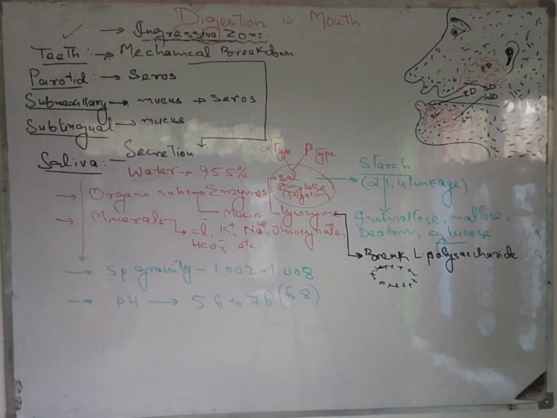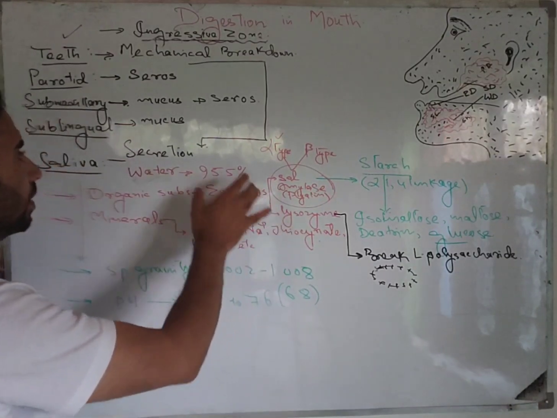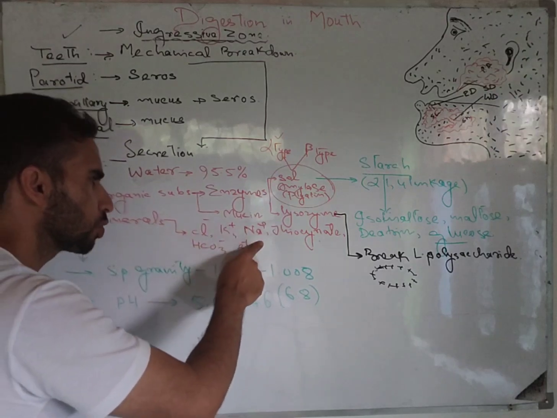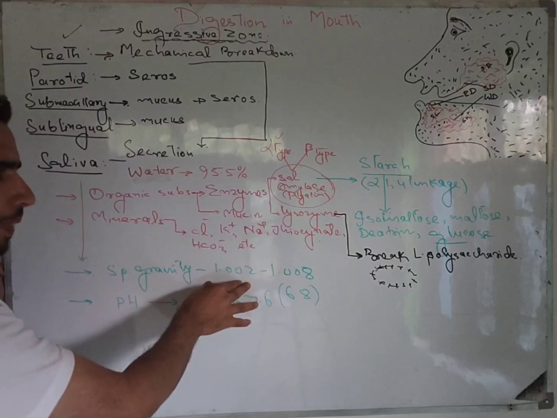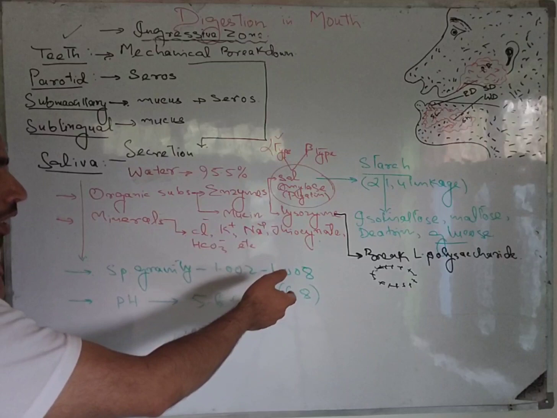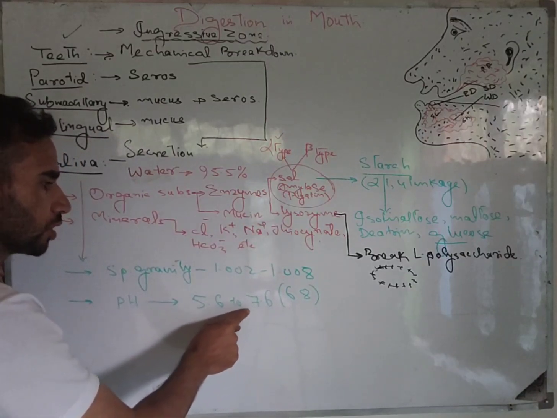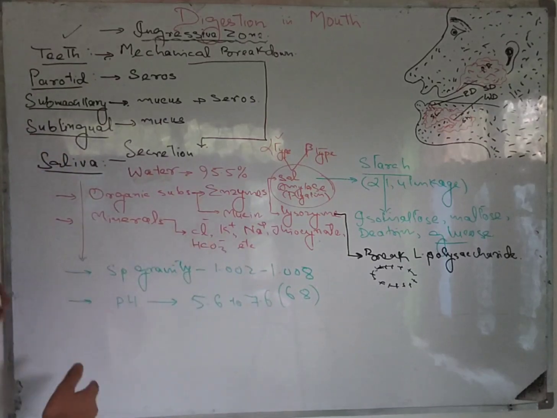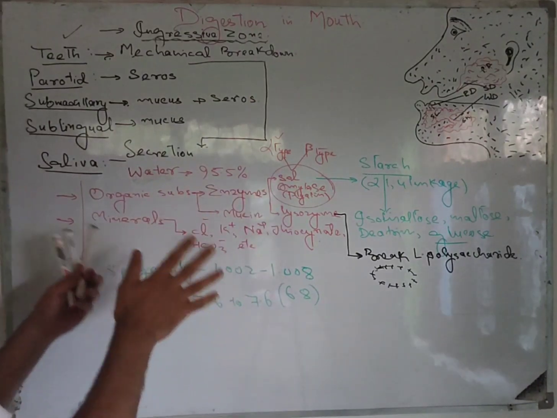So, after this, we also have different minerals, and we have also water in our saliva, and there is the role of chlorine, potassium, and sodium, which are maintaining the pH and specific gravity of our saliva. So far as the pH is concerned, it should range from 5.6 to 7.6. In this range, our salivary amylase and our lysozyme-like enzymes act optimally.